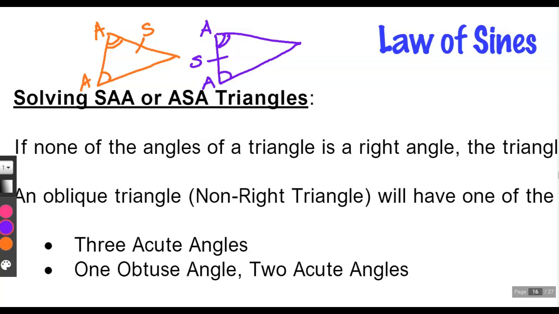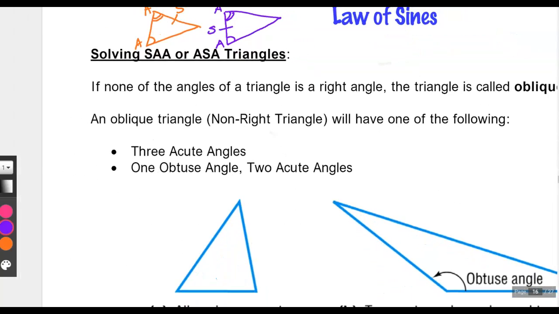We cannot use law of sines when we're given side, side, side. Not enough angles. We don't know any of the angles. We can't use law of sines when we're given SAS, a side, an angle, and a side. Again, not enough angles.